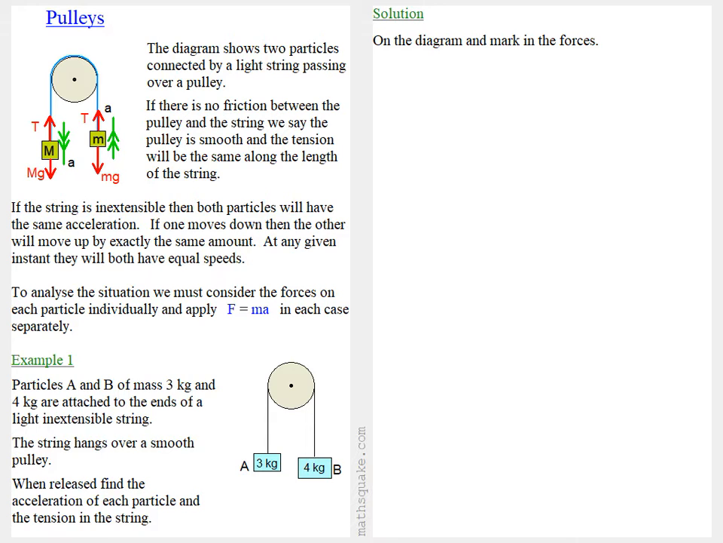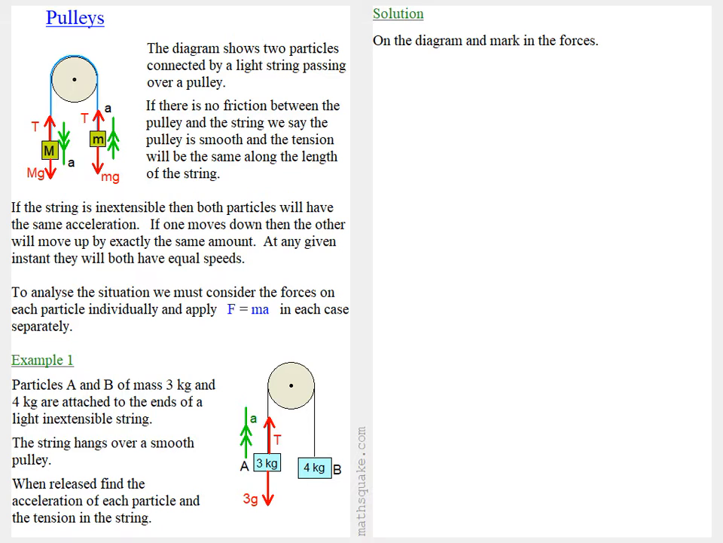On particle A, we'll have gravity acting downwards. Now the mass is 3 kilograms, so the force of gravity is 3g newtons, where g is 9.8. And acting up, we have the tension in the string. We can call that T. Now we'll assume the particle A, being the lighter particle, moves up. So we'll give it an acceleration in the upwards direction of small a.